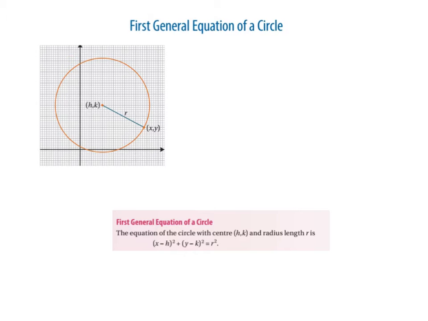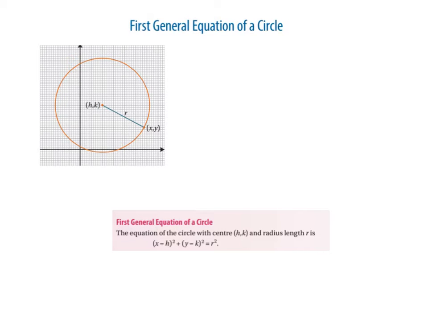Hi guys, in this video what we're going to look at is what's called the first general equation of a circle. In the last video we looked at an equation of a circle that had the centre 0, 0. So here you can see the centre isn't 0, 0 like before, but we're going to set up exactly the same sort of idea on how to get the general equation of this circle.